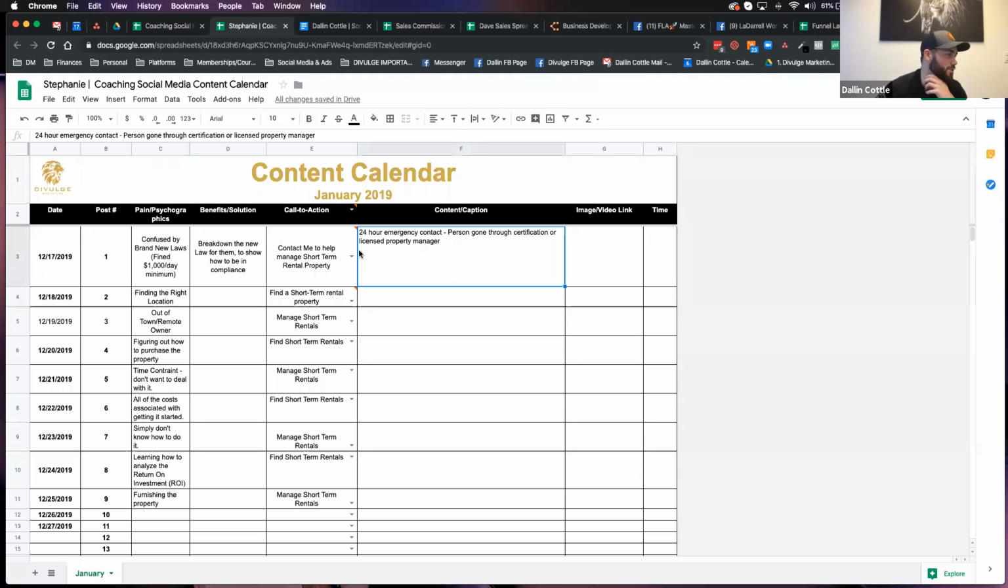So awesome. Okay, so the pain is they're confused by the brand new laws. They can face fines up to $1,000 a day, and if they know the breakdown of the new laws, then you can show them how to be in compliance so they don't fall into that trap. In terms of the actual content or caption, let's go for a short form piece. Mason, I'll ask you to help jump in here, and we can come up with some ideas, right?